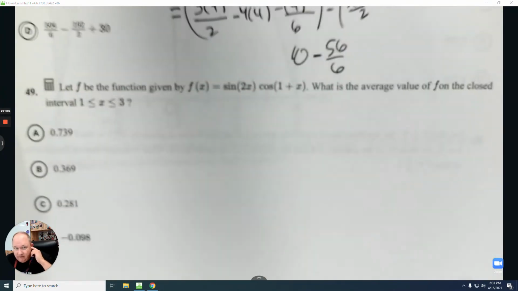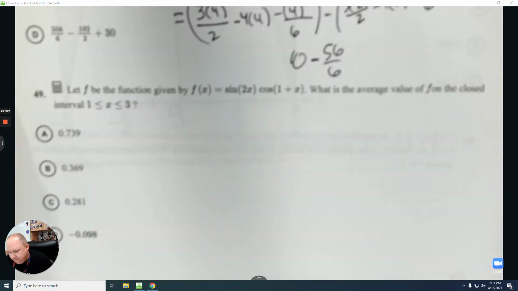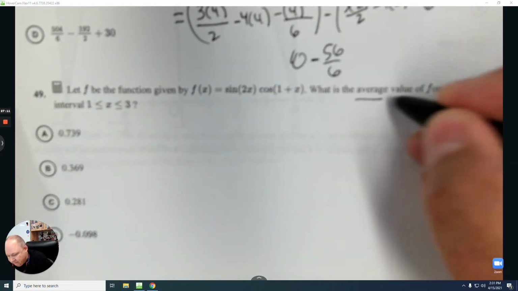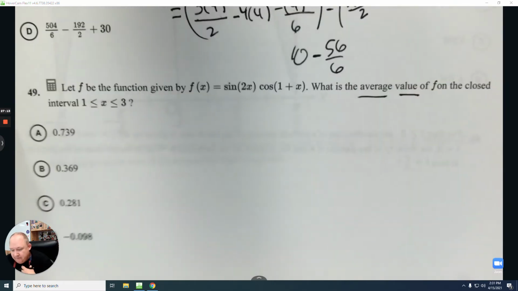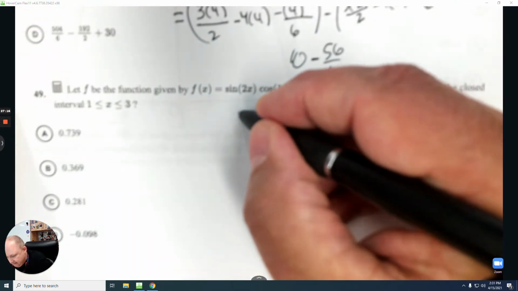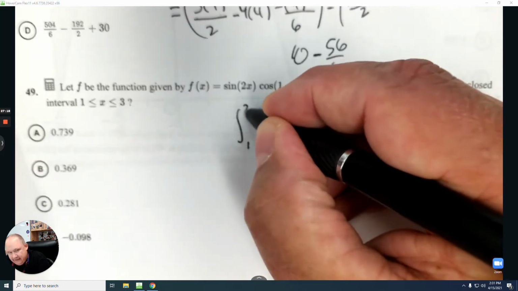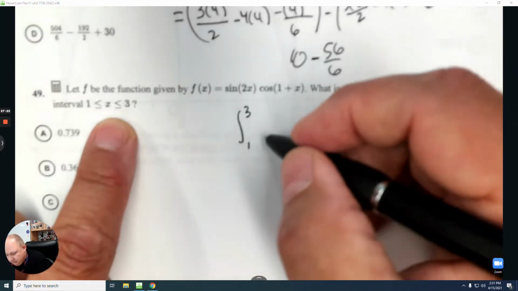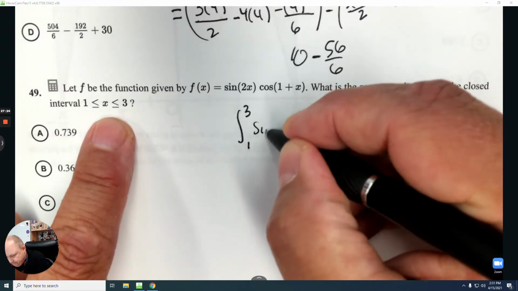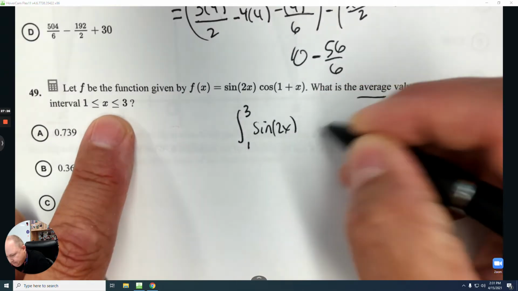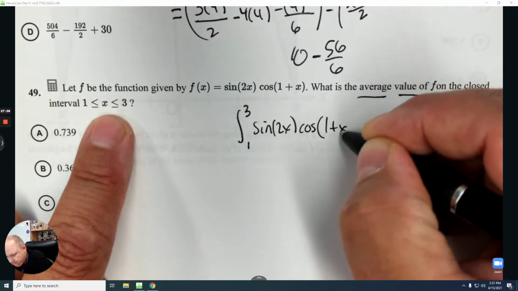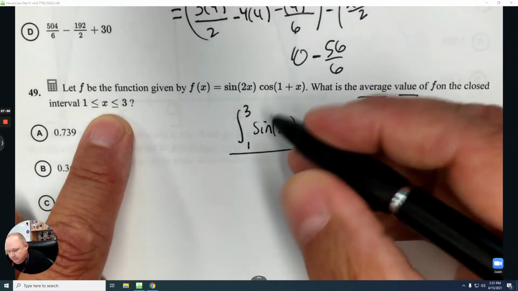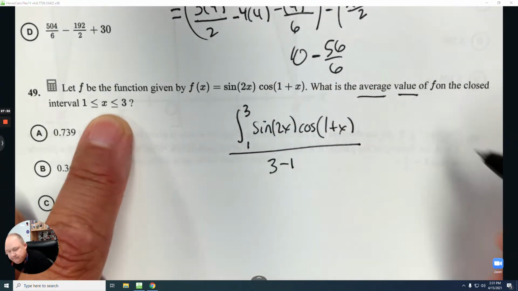Let f be that function, sine 2x times cosine of 1 plus x. What is the average value of the function? To find average value, it's an integration question. So we're going to integrate from 1 to 3. And we integrate the function. And then we divide by the difference of the bounds.